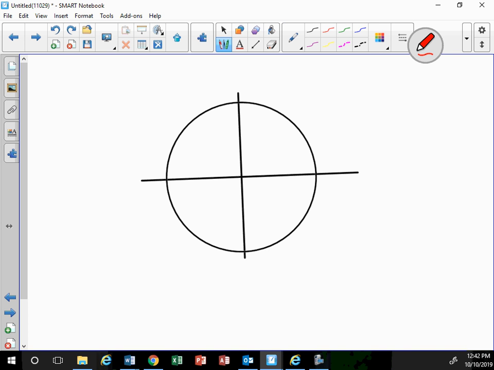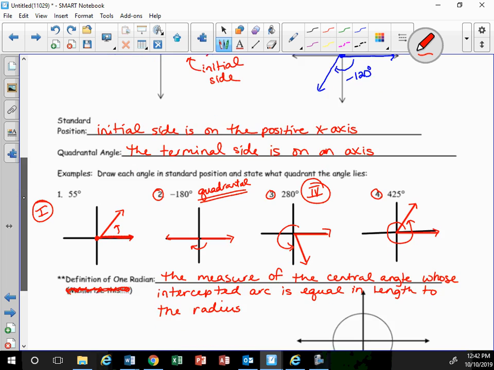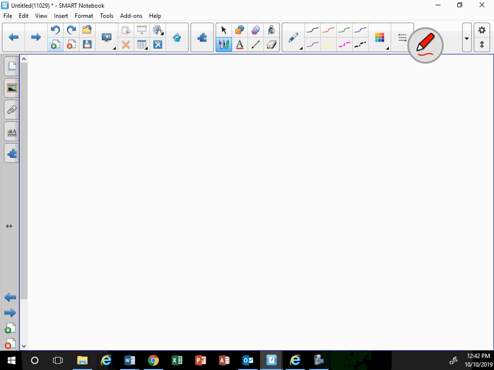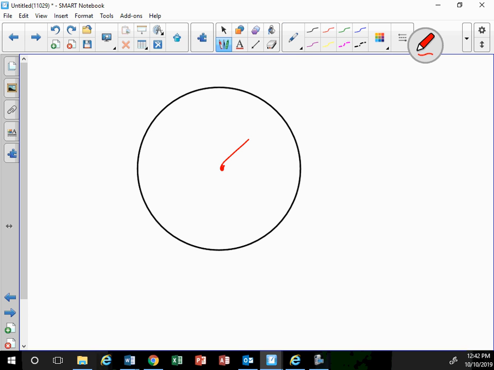All right, so let's talk about some of these words. Measure of the central angle. What is a central angle? Anybody know? An angle in the center. Pretty much. So if you have a circle, it's an angle whose vertex is in the center of the circle. Okay, that's a central angle.